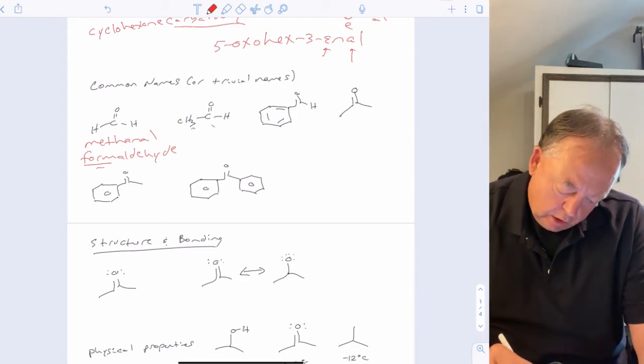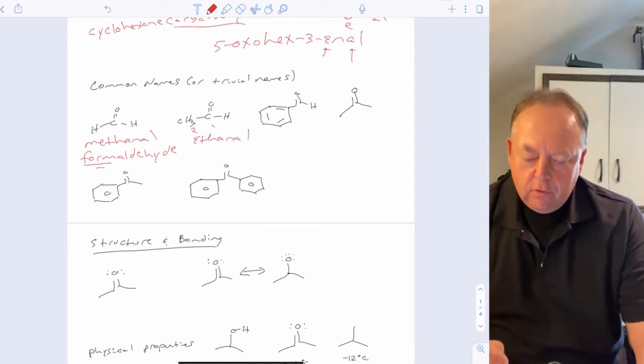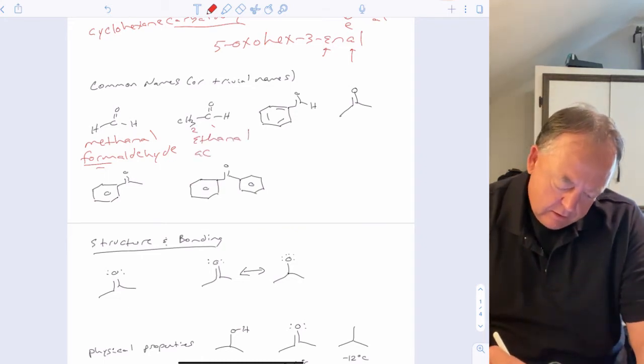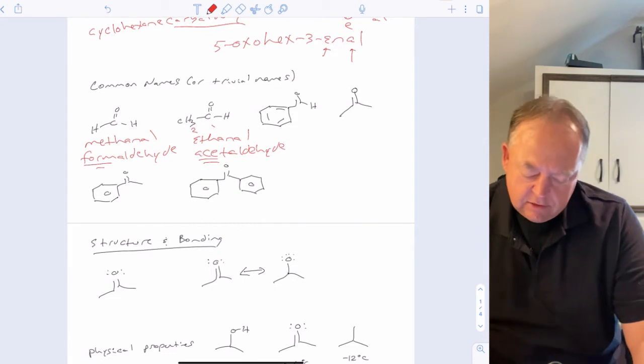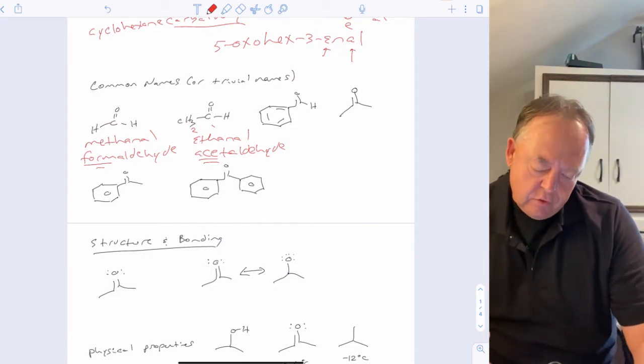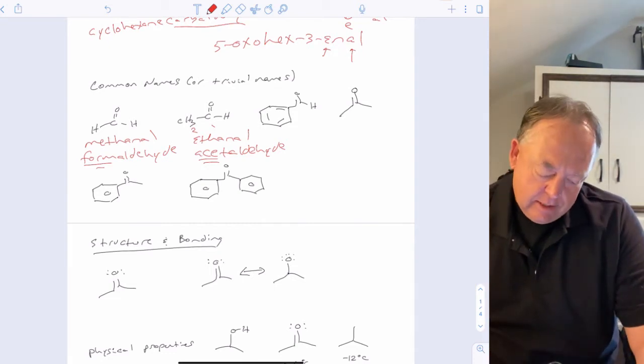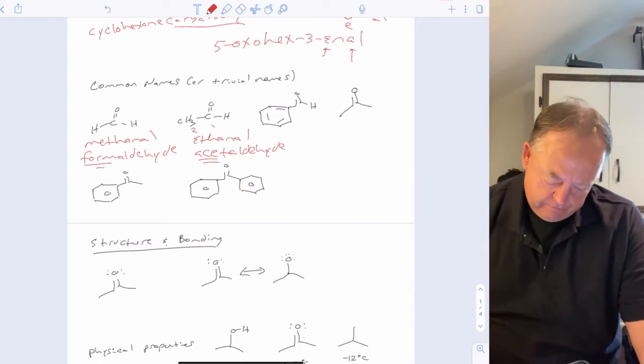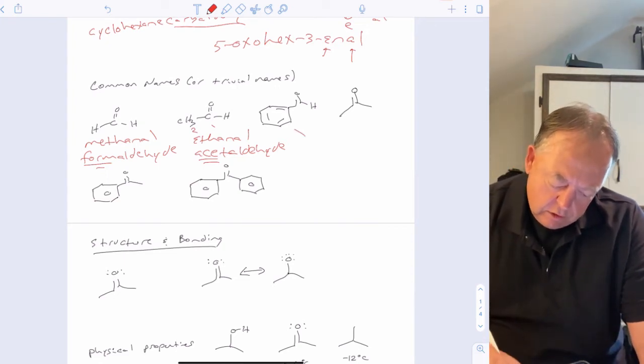And so this is 2 carbons, so technically this is ethanal, but most chemists don't call it that. Most chemists call it acetaldehyde. So we'll see this a lot in this class as well, the 2 carbons, acet, being used instead of eth, instead of the form being used. So this one we looked at a couple chapters ago, right? That's benzaldehyde.